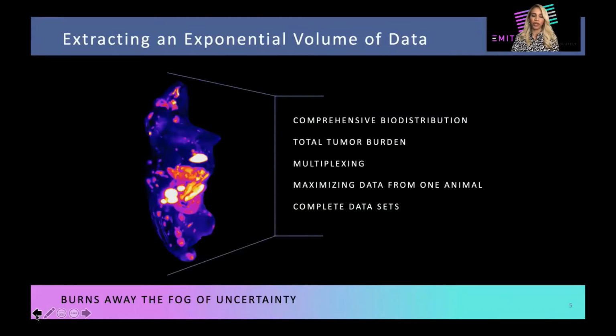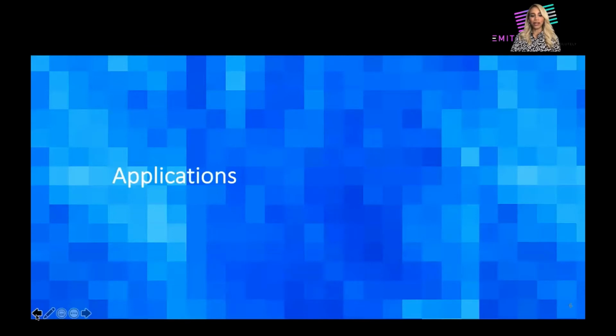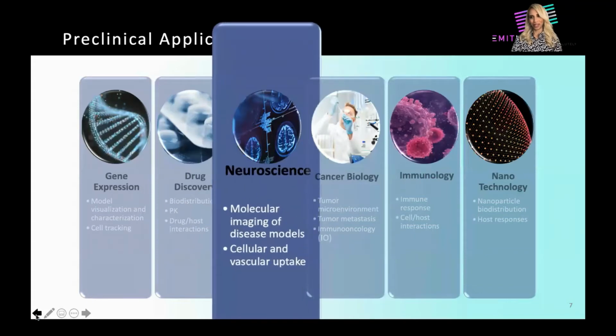So in 24 hours, you get an exponential amount of data that gives you insight, for example, into the comprehensive biodistribution of a drug or a reporter group, tumor burden found in a mouse xenograft model, the multiplexing of lasers. Xerra truly features the maximizing of data from one animal with complete data sets. So let us now focus on the applications of our CFT platform, Xerra, and today we will be highlighting neuroscience.